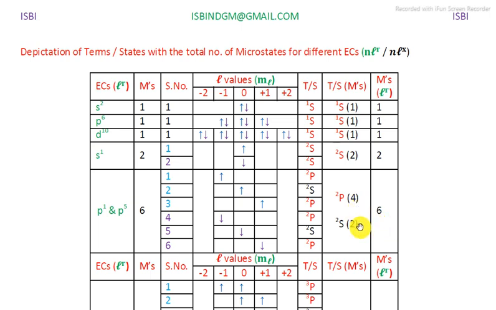Out of these two terms, one is the ground energy term, another one is the higher energy term. The ground energy term is indicated in red color. In the next class, we will see Hund's rule, which determines the ground energy term or higher energy term. Let us go for another electronic configuration.